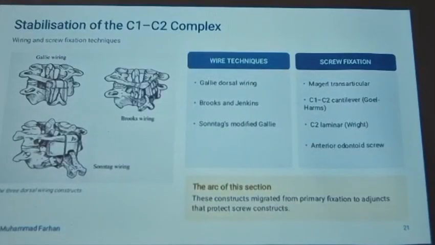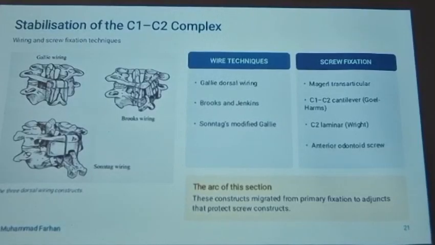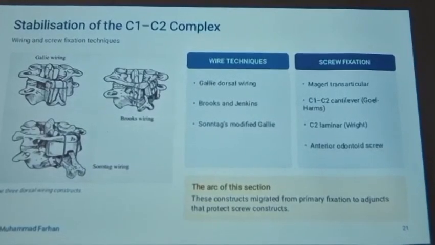Then there are different options for the stabilization, or the different surgical options. There are some techniques such as wire techniques and screw fixation. The main wire techniques are the Gallie dorsal wiring, Brooks and Jenkins, and Sonntag's modified Gallie technique. So we are going to discuss each of these techniques one by one.